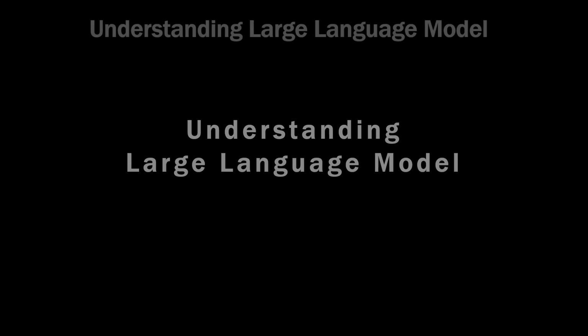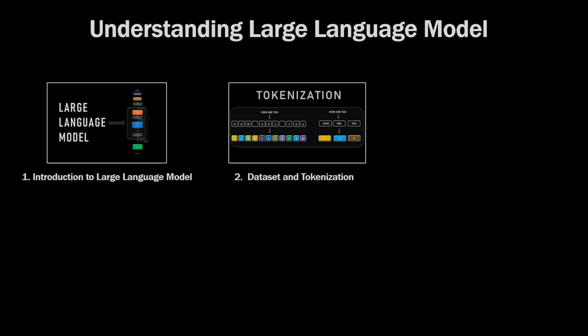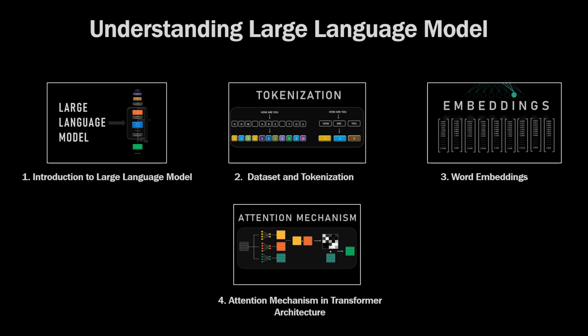Welcome to another video on understanding large language models. Up until now, we have discussed how these models work, followed by videos on datasets and tokenization. Then we explored embeddings, and in the most recent video, we covered the attention mechanism. If you've watched all these, you should now have a solid understanding of how an LLM processes and represents information at different stages. In this video, we will focus on how these models are trained to generate text.